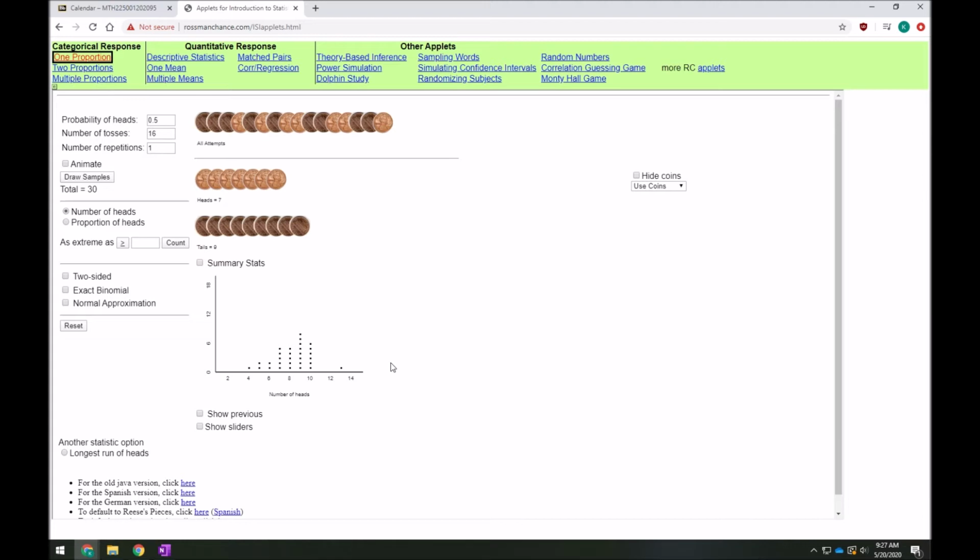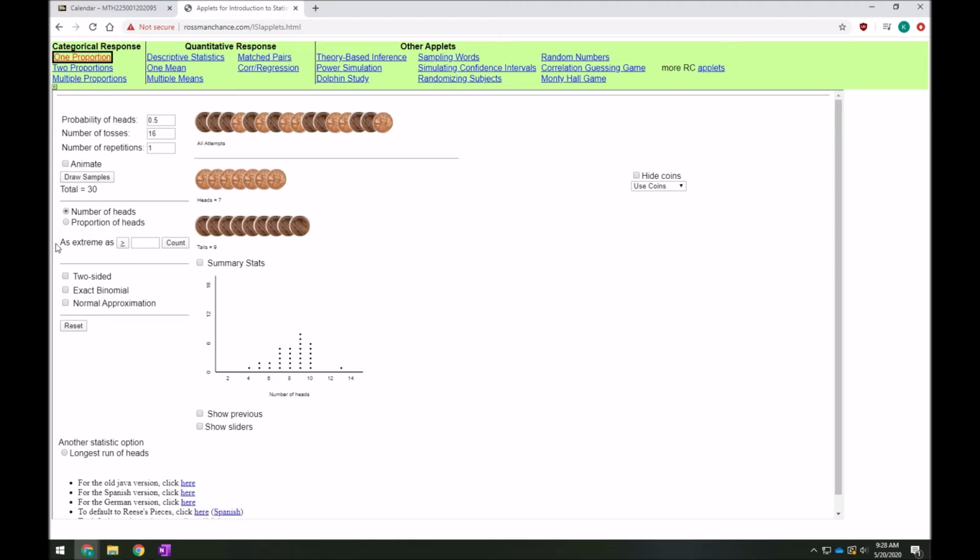So out of the, say, 30 times that I've done this, how easy has it been to get something like 15 heads or 15 red chips? Has it even ever happened? It doesn't look like it.